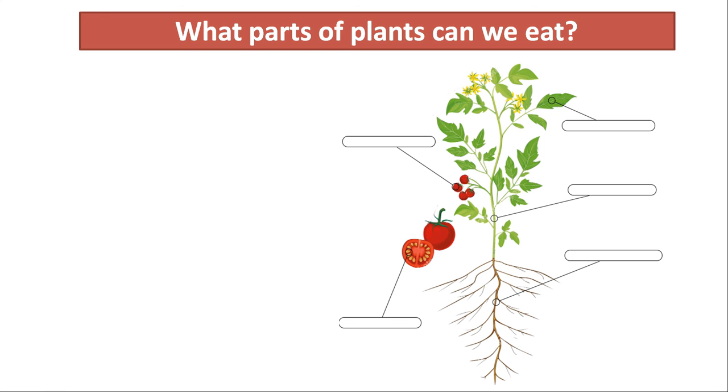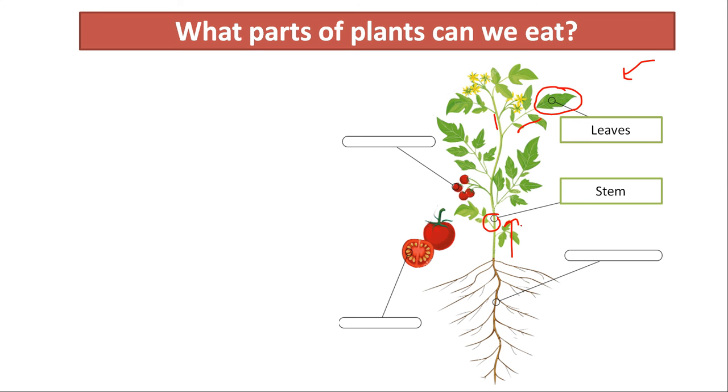So, what parts of plants can we eat? Before answering this question, we need to understand the different parts of a plant. Can you label this diagram of a plant over here? What are these parts of a plant? This thin, broad, flat and green part of a plant which is attached to the branch or to the stem is called leaves. And this part of a plant which rises vertically up from the ground is called stem.